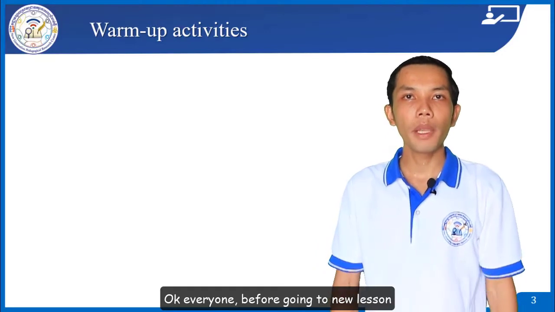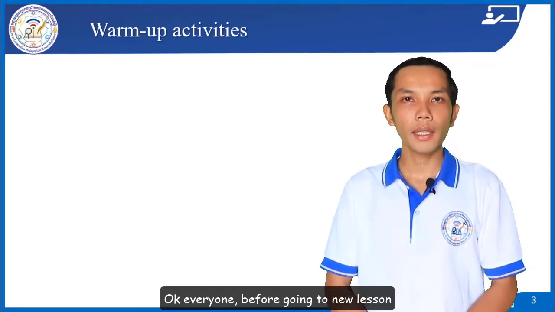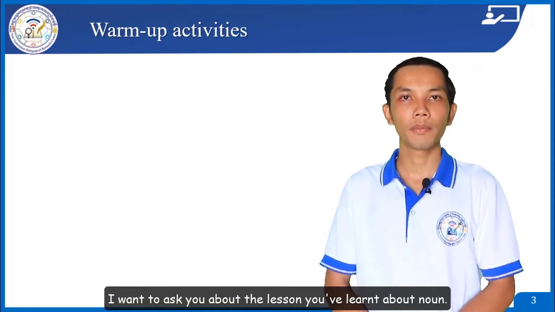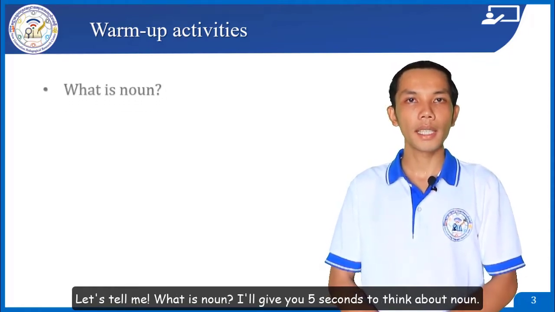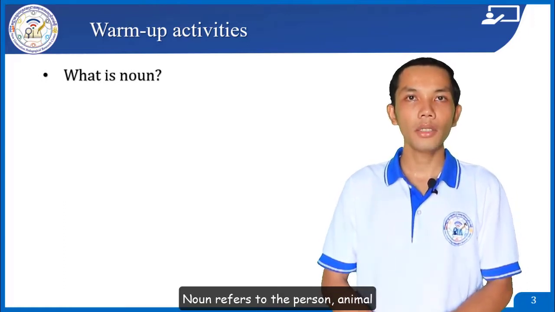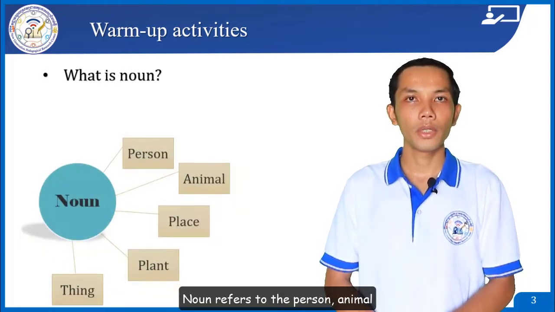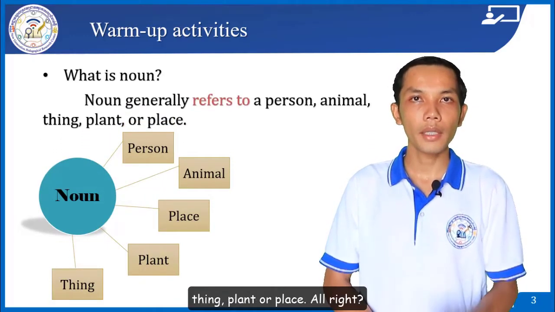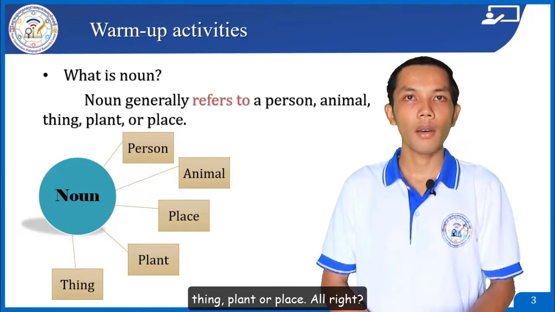Okay, everyone, before we go to the new lesson, I want to ask you about the lesson you have learned about nouns. Tell me, what is a noun? I give you 5 seconds to think about noun. A noun refers to persons, animals, things, plants, or places.